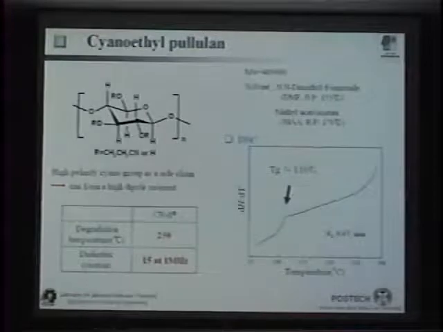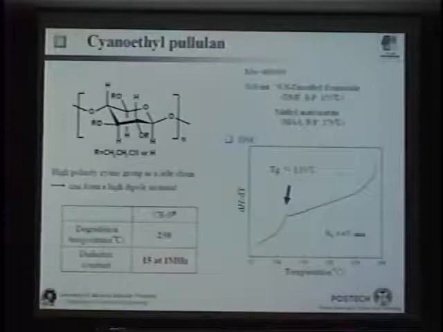So let me introduce some of the results with these cyanoethylene polymers. As I said, it has a dielectric constant of about 15 at 1 megahertz. The degradation temperature is around 250, and the glass transition temperature is around 110, which was found from this DSC measurement.